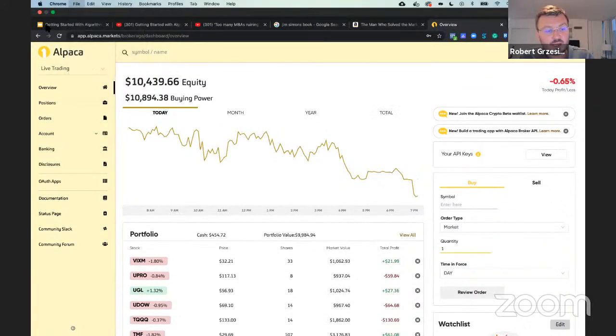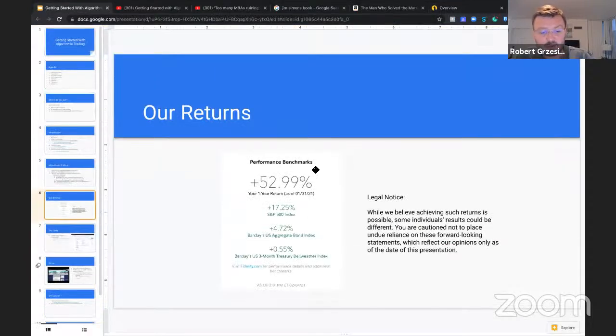Here's another one of our accounts. You can see this is our Fidelity account. You can see in this year, this is last year, basically, the S&P 500 is 17%. We did 53% in that year.